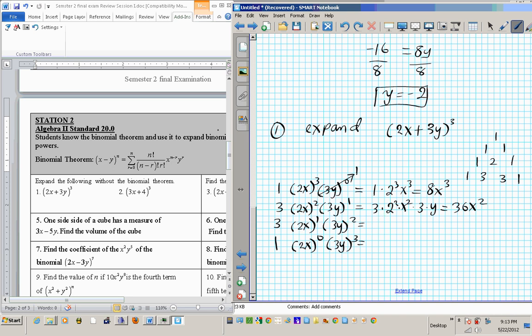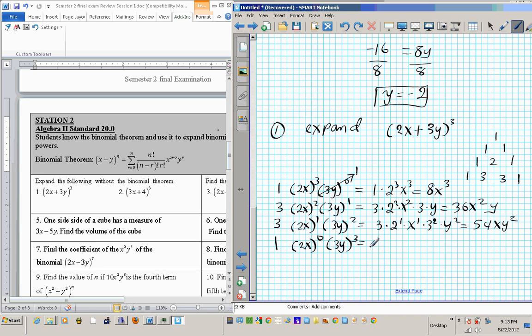And then this one is going to be 3 times 2 to the first times x to the first times 3 squared times y squared. This is going to be 3 times 2, which is 6. 6 times 9 is 54. 54xy squared. I forgot the y here.